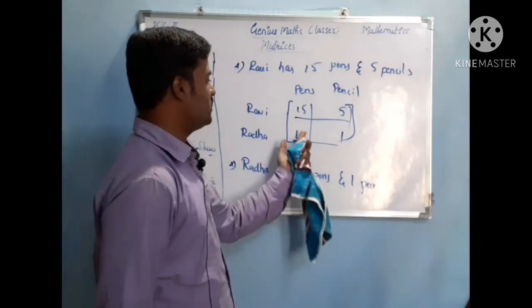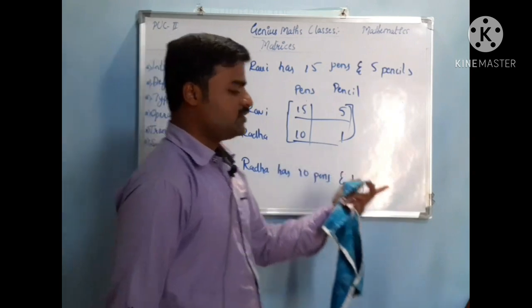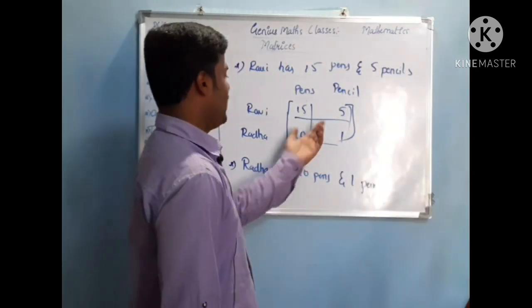They are representing a horizontal and vertical line. Both horizontal and vertical lines constitute a matrix.